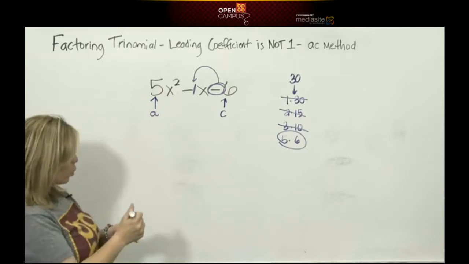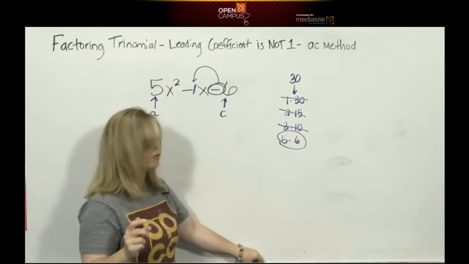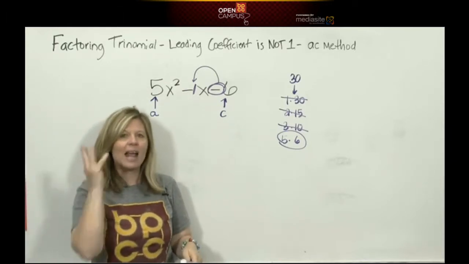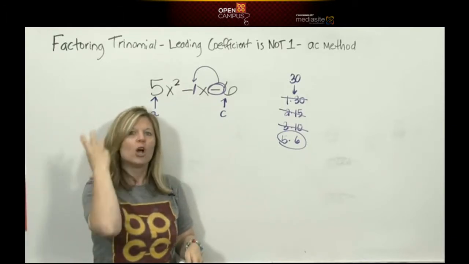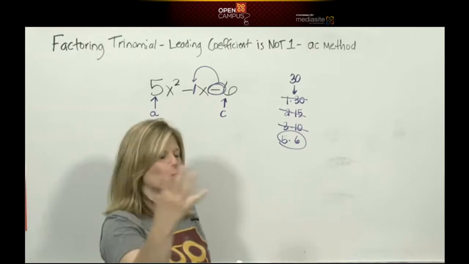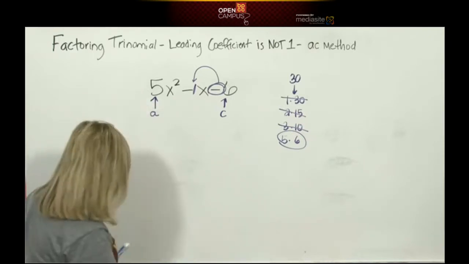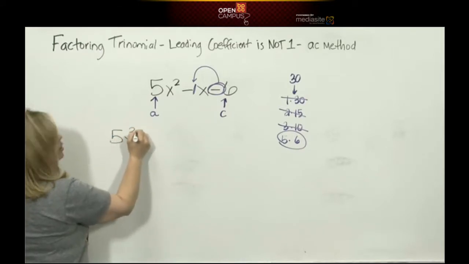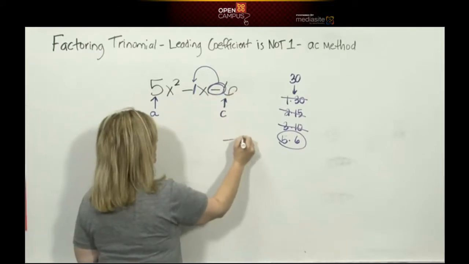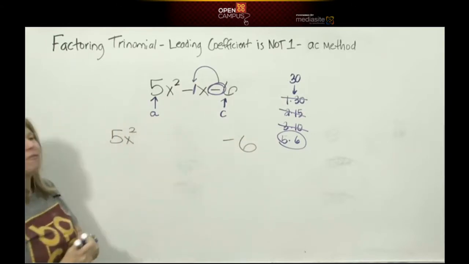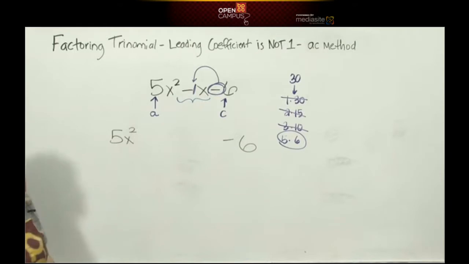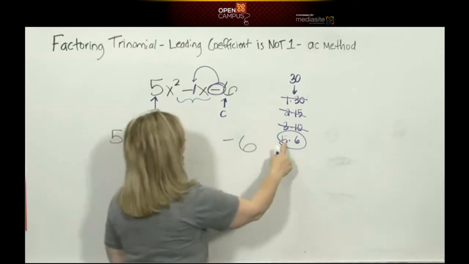Great. So what we're going to do now is, once you get the two factors you're going to use, you're going to rewrite this expression. Instead of writing it as a trinomial with 3 terms, you're going to write it as a polynomial with 4 terms. You're going to leave the first term, 5x squared, there. You're going to leave the last term, negative 6, there. You are physically replacing this term, negative 1x. You're replacing it with these two factors.